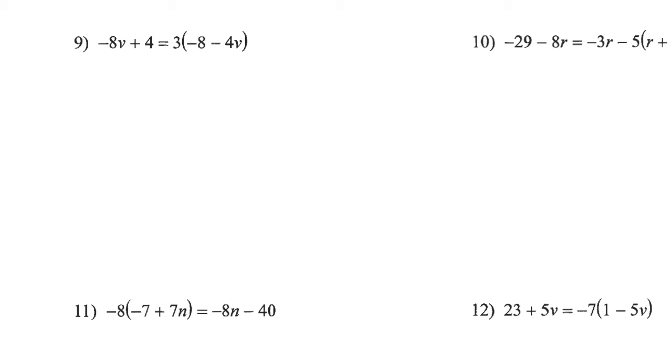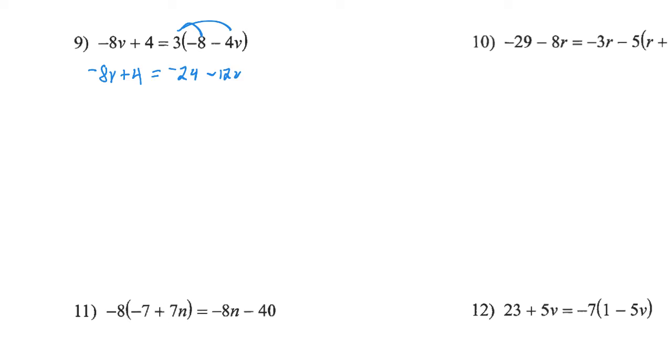So when you have a variable on both sides, you still distribute like normal. That 3 is going to multiply in, so we have negative 24 and then negative 12v. Multiply the 3 by 8, multiply the 3 by the 4. And I'm going to bring negative 8v plus 4 down and the equal sign.